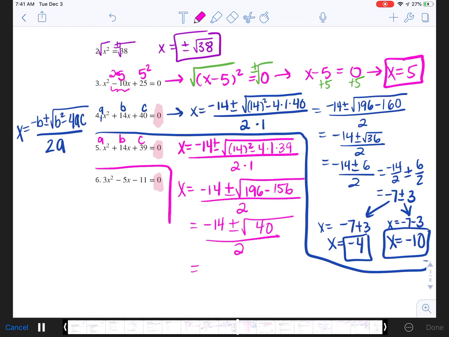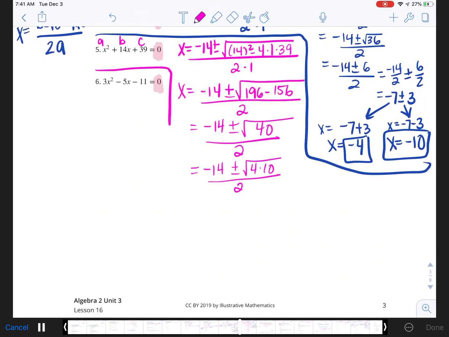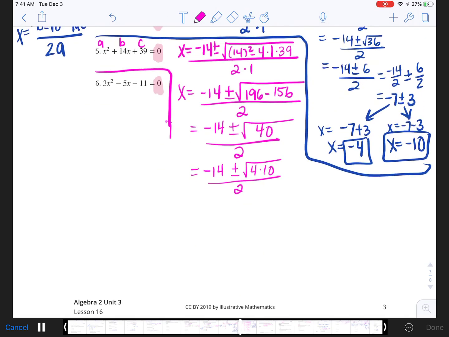Now the square root of 40 is not a perfect square root, but it can be simplified. 40 is 4 times 10. The reason 4 times 10 is a nice way to break it is because I know what the square root of 4 is. I know the square root of 4 is 2.